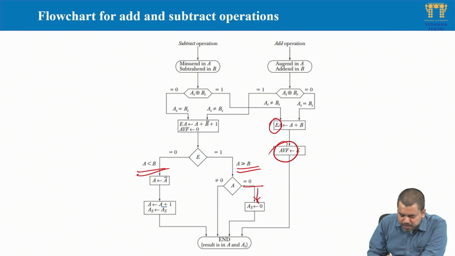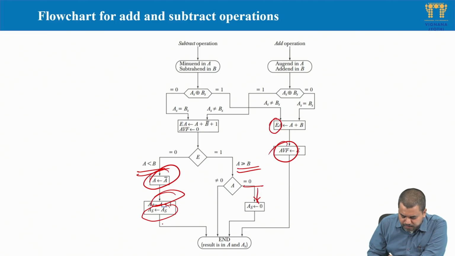But if the carry is 0, indicating that A is less than B, I actually need to perform B minus A, but I performed A minus B. The result is there in A. So to get B minus A from A minus B, I take the 2's complement of the result. For that, just perform the 1's complement and add 1. Also the sign must be reversed.